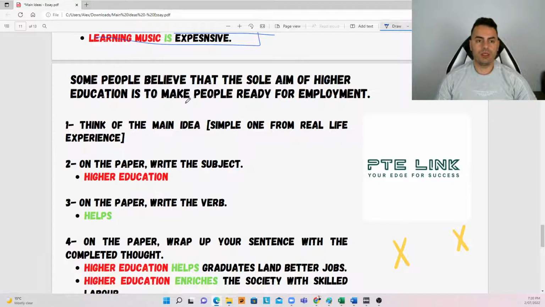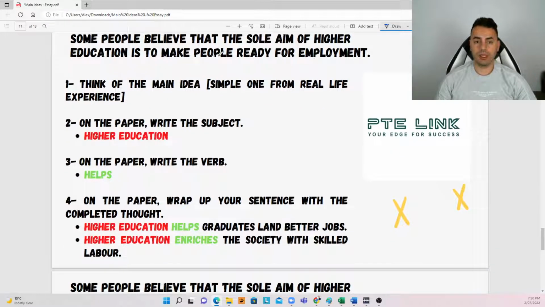Another example, here we go. Some people believe that the sole aim of higher education is to make people ready for employment. Discuss, agree, disagree, whatever. Again, let's come up with some positive ideas about higher education. The first step is think about the main idea in your back mind. Okay, you're ready to go.